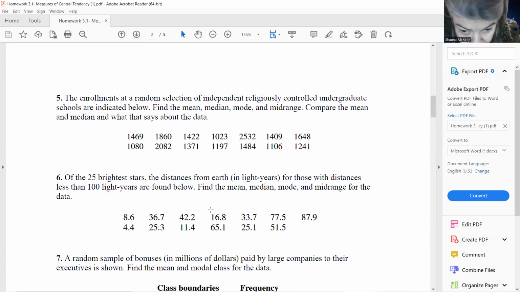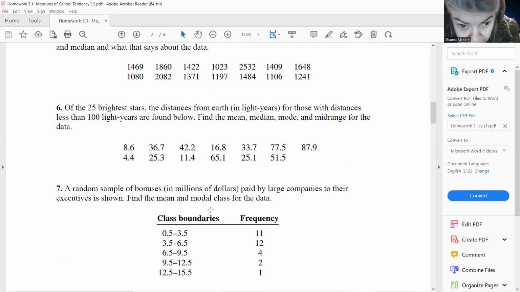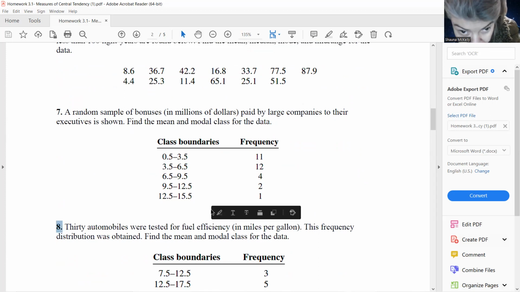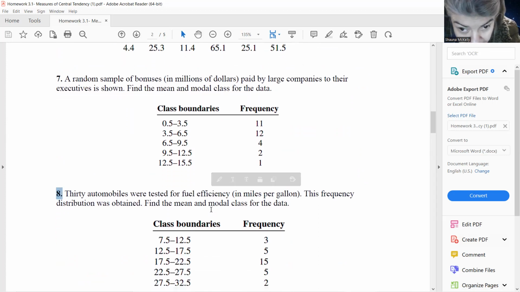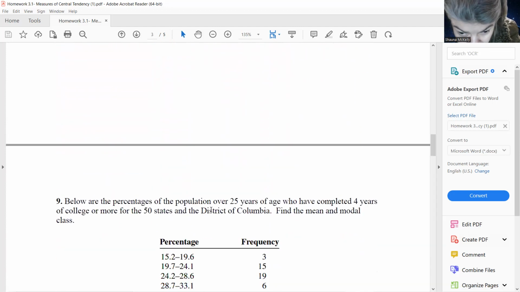Number 5, same routine, same procedure. The first 6 problems follow the procedure in number 1. So if you can do number 1, you should be able to get all the way to number 6 by yourself, okay? 1 through 6 follow the same procedures that I just showed you. Number 7 is where we get into group data, okay? And again, you can be given class boundaries or class limits, okay?